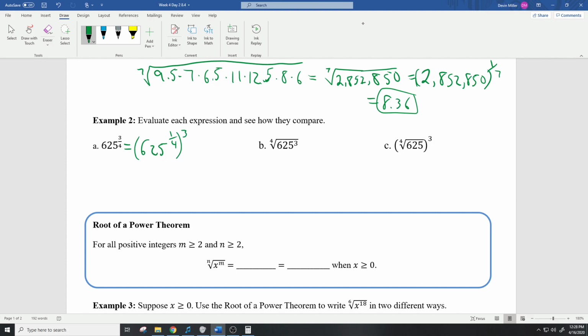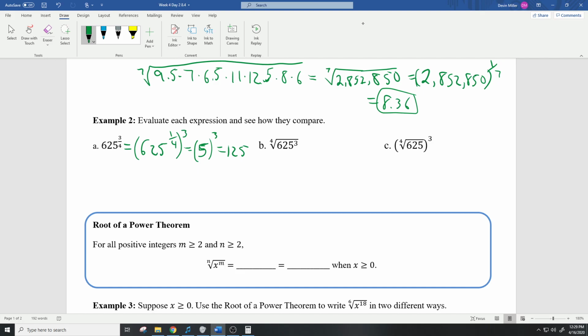I don't know if you remember this, but we used our chart for a lot of problems exactly like this. So if you have your chart, you can look this up. 625 to the 1/4 is the number 5. I'm not going to waste time looking these up. I already know this answer. And 5 to the 3rd power, you can also use a chart, is 125.